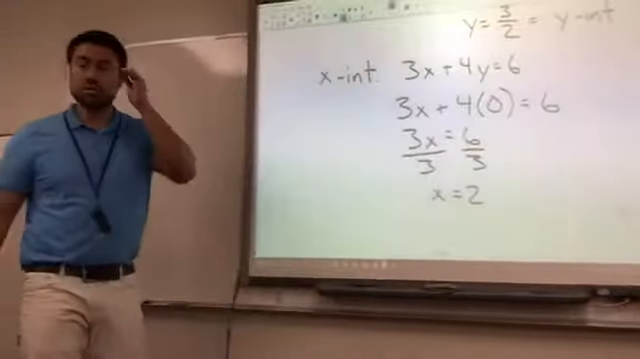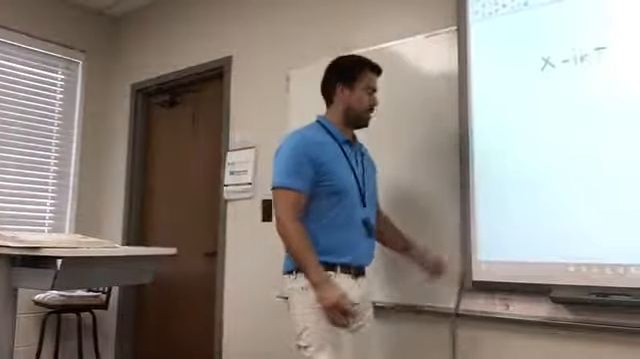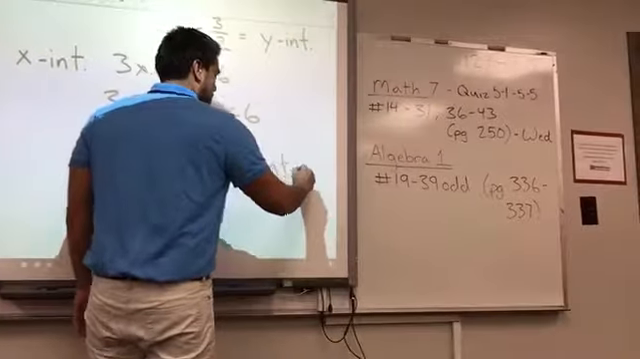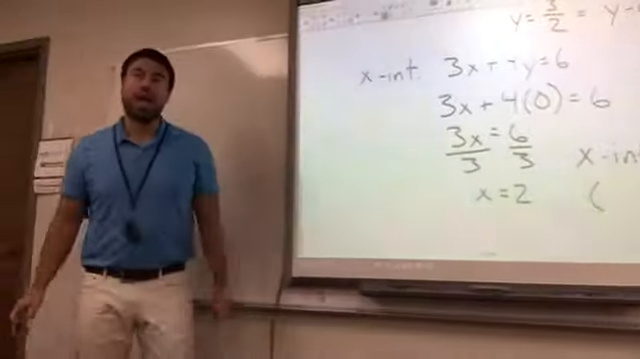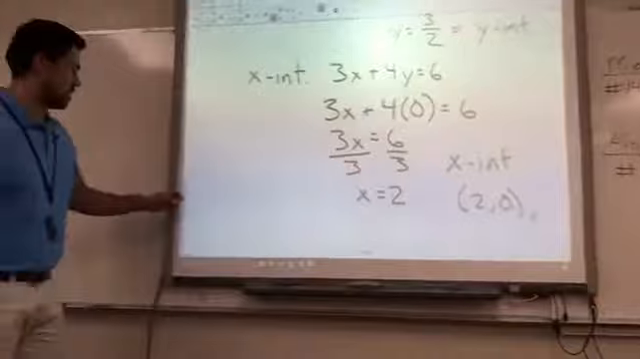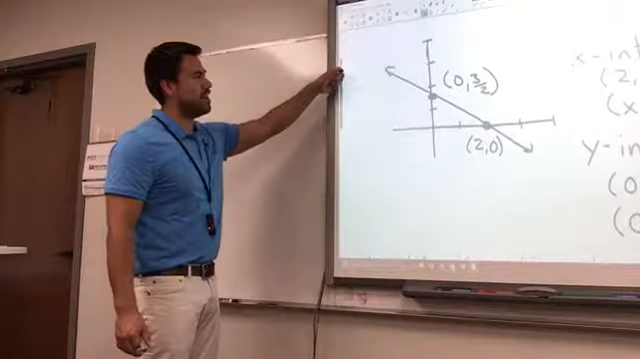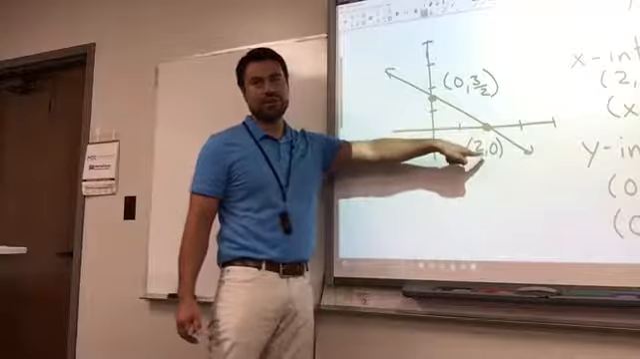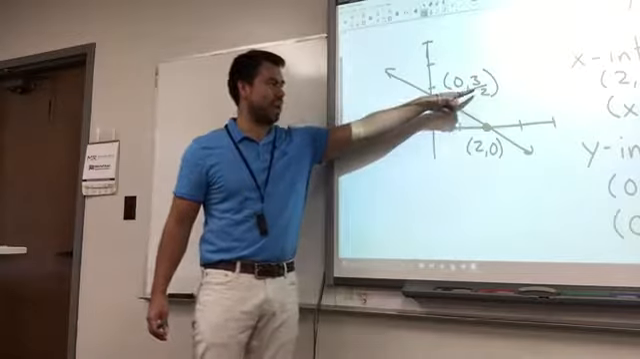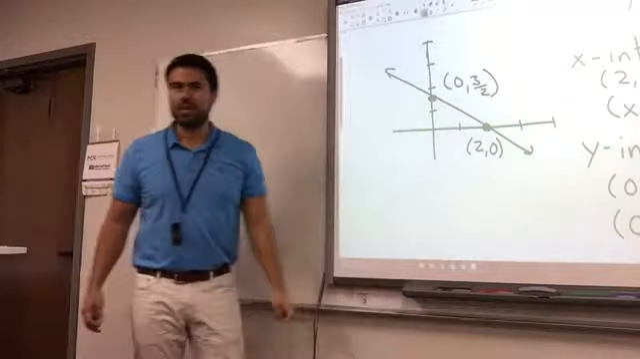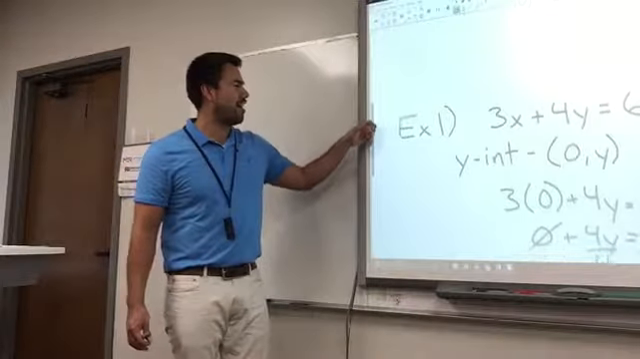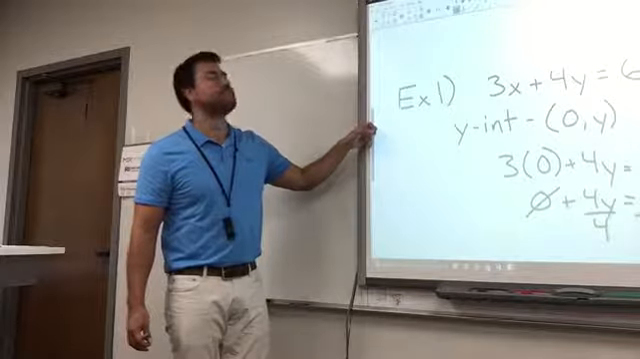All right, how many of you get x equals 2? Good. So you know what my x-intercept is? What are the coordinates of my x-intercept? 2, 0. Whoa. Deja vu. Do you remember that? It's right here. Okay. If the y-intercept is 0, 3 halves, and the x-intercept is 2, 0, does anyone know what the equation of this line is in standard form? Oh. 3x plus 4y equals 6.